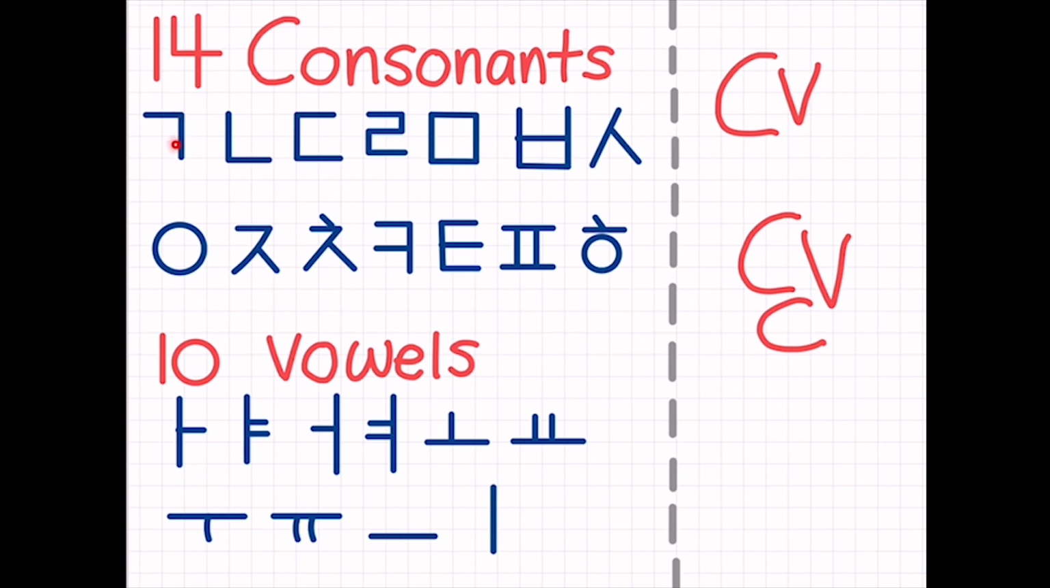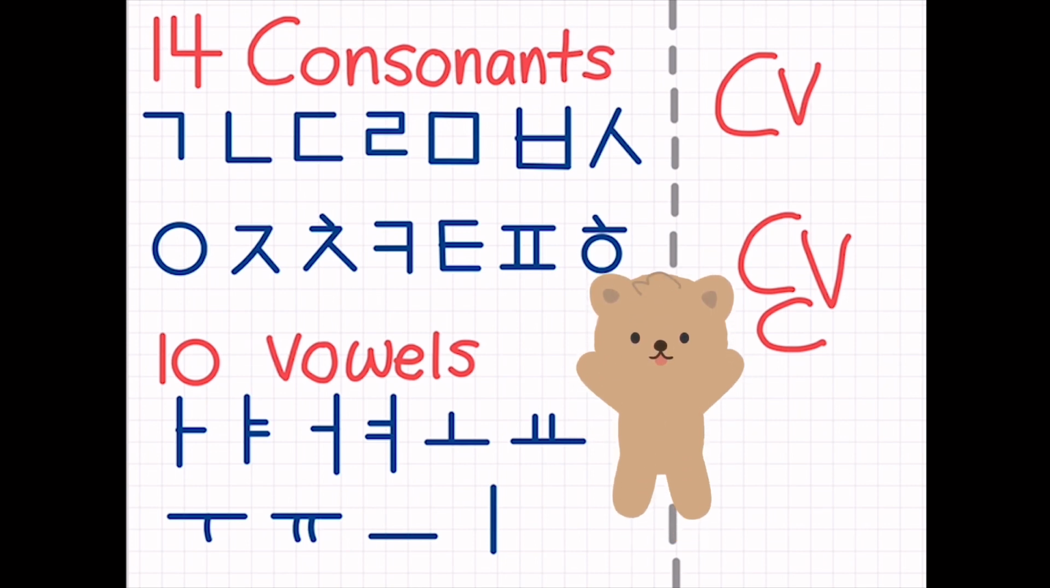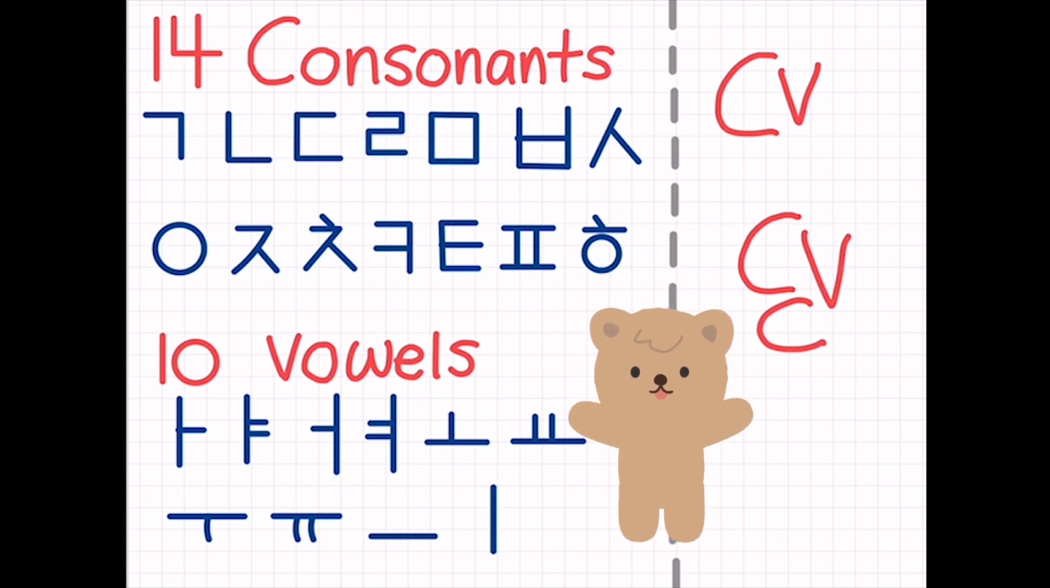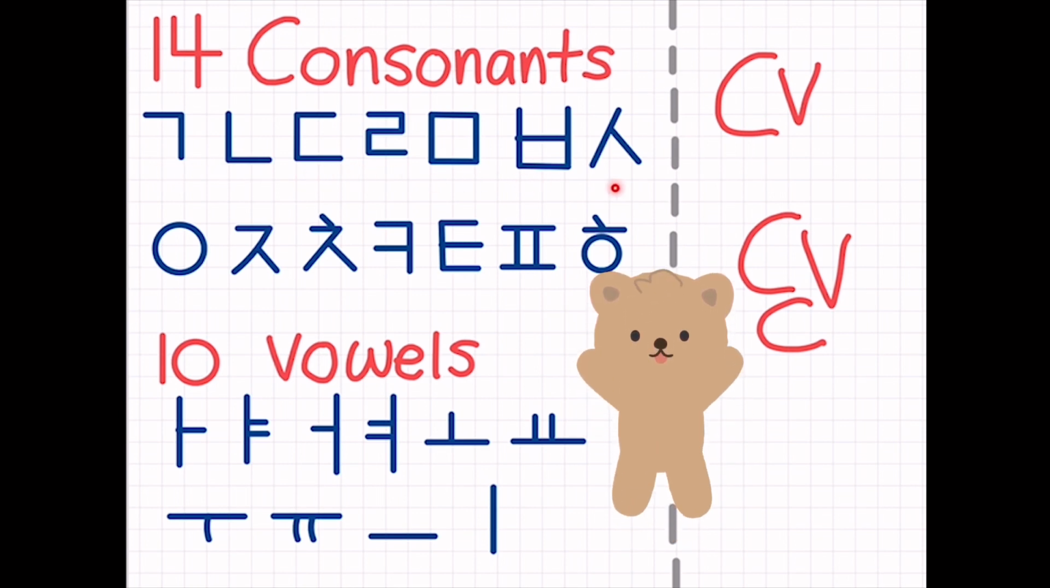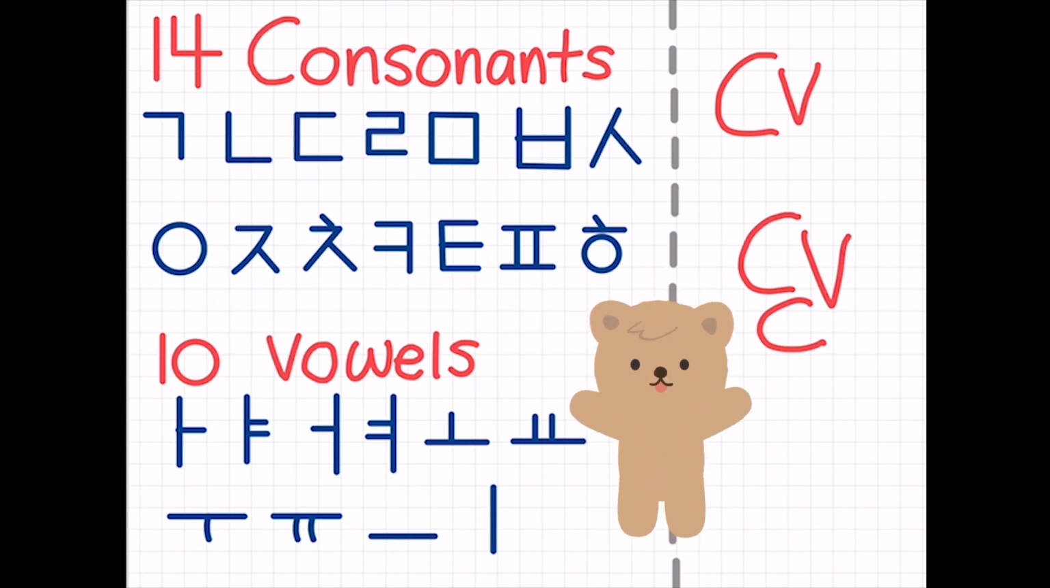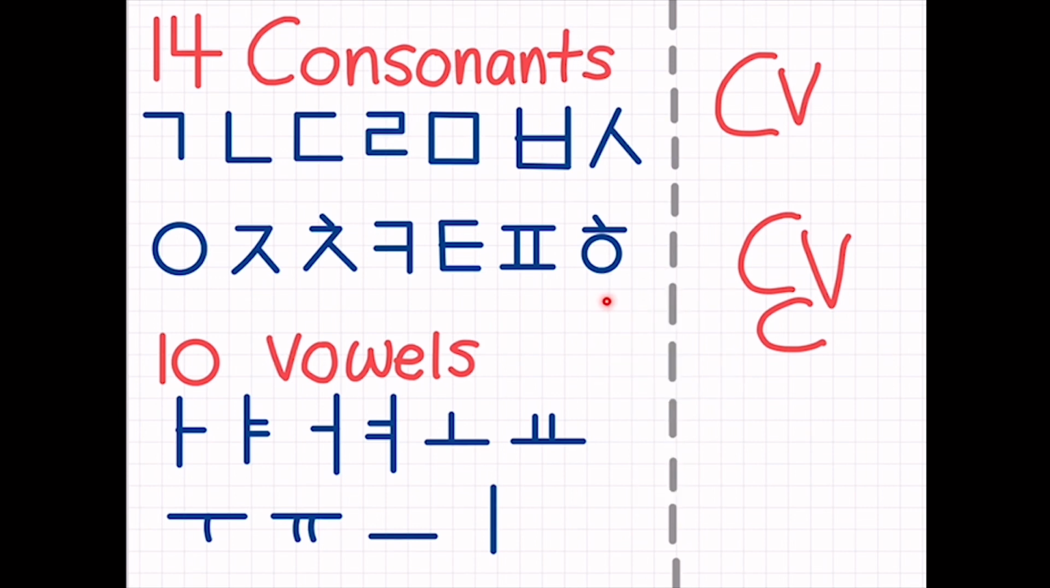This thing over here, it's got the ka sound. Ka, na, ta, ra, ma, ba, sa, a, ja, cha, ka, ta, pa, ha. I've come all the way until here. I shall sing it one more time. Ka, na, ta, ra, ma, ba, sa, a, ja, cha, ka, ta, pa, ha. It's got the ABC song, right?